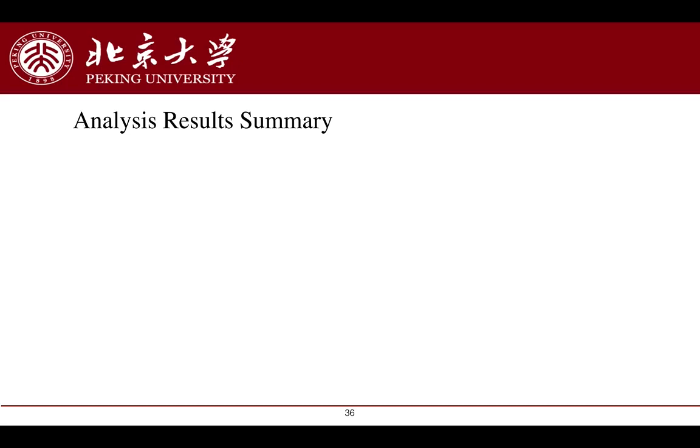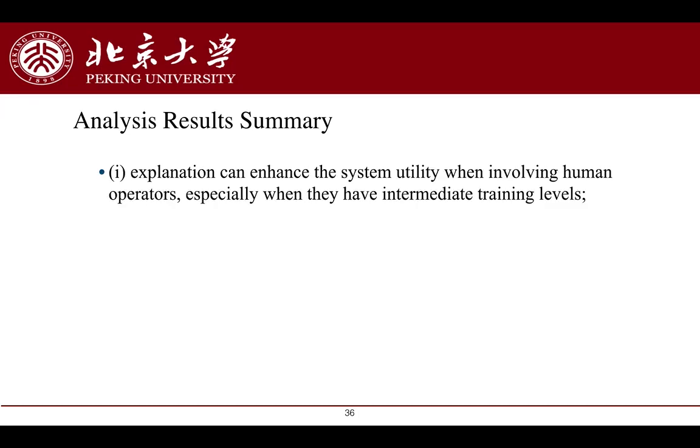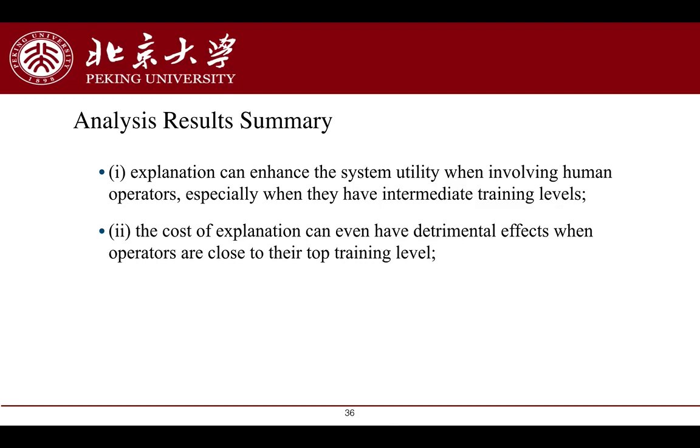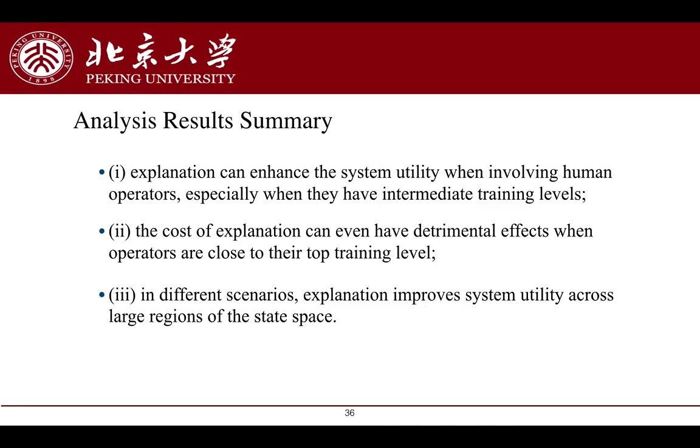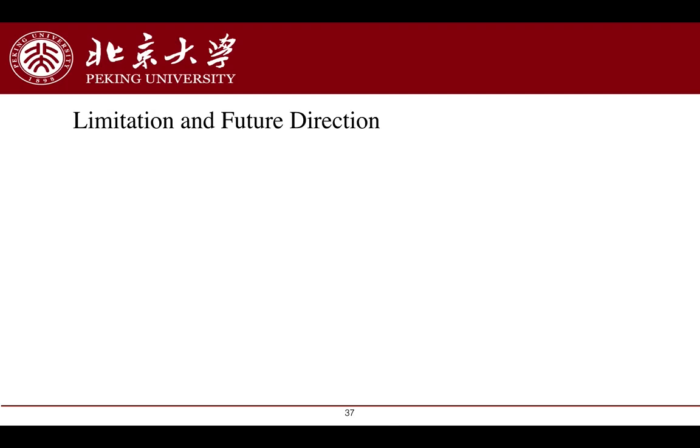But to summarize a little bit for our analysis result, we can conclude that, first, explanation could enhance the system utility when involving human operators, especially when they have intermediate training levels. Second, the cost of explanation can even have detrimental effects when operators are close to their top training level. Third, in different scenarios, explanation improves system utility across large regions of the state space.